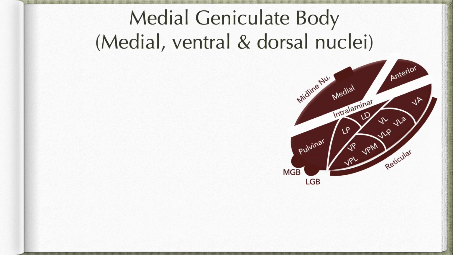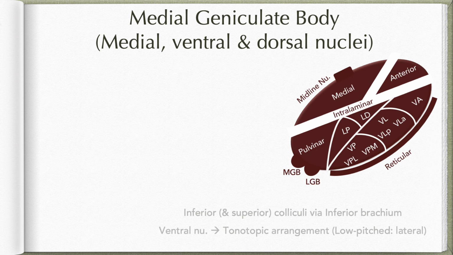Now behind the pulvinar, we have a pair of geniculate bodies. The medial geniculate body, which is further subdivided into 3 nuclei, medial, ventral and dorsal nuclei, is part of the auditory pathway. So it receives its input from the inferior colliculi and also from the superior colliculi via the inferior brachium. Among the 3 nuclei, the ventral nucleus within the medial geniculate body has a tonotopic arrangement, that is, low pitched sound waves are represented laterally, and high pitched sound waves are represented medially.